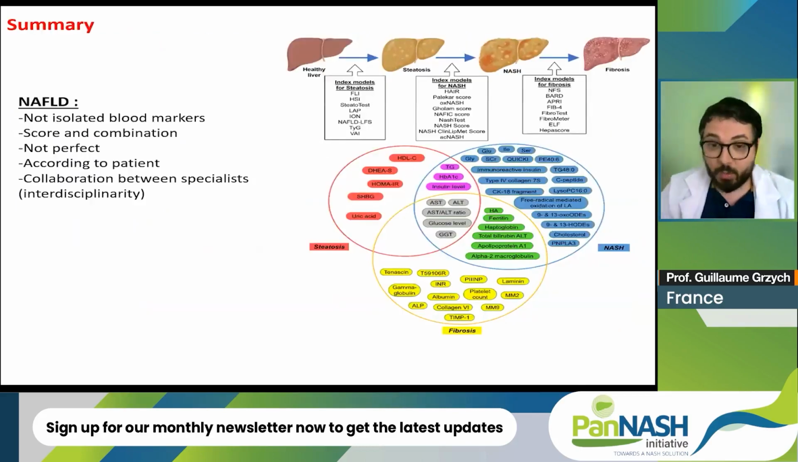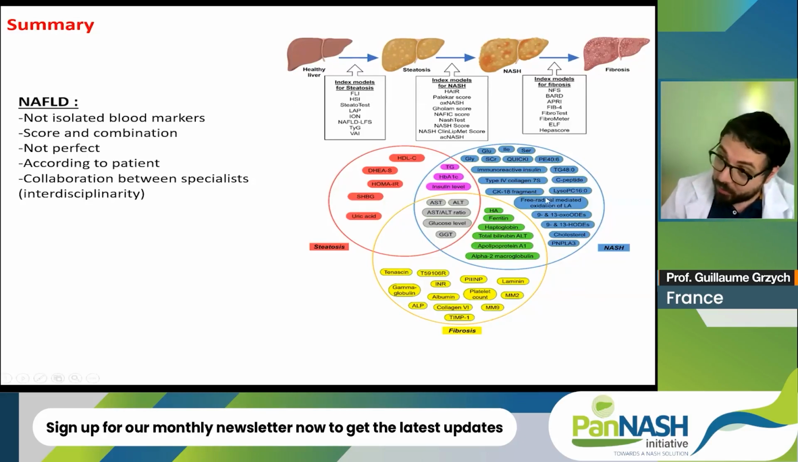So to summarize, we have lots of biomarkers across the stages of NAFLD, with lots of different combinations of scores. Some markers could be involved in steatosis, but also in NASH or fibrosis. So it's important to have a good combination of markers. You cannot use an isolated blood marker. This is a very complex disease with complex interpretation. So the perfect biomarker never exists. You have to make scores in combination.